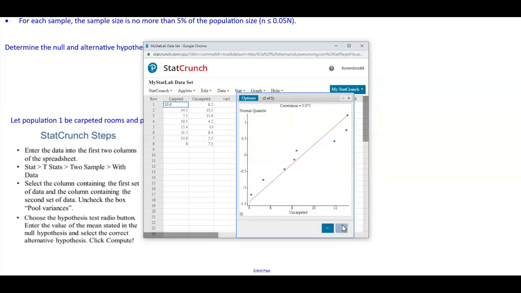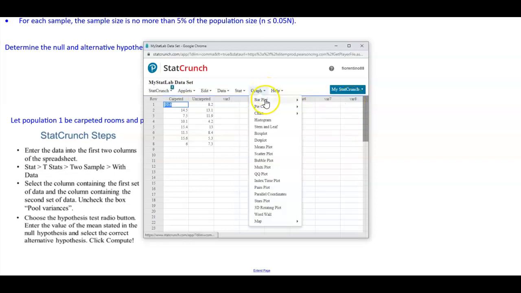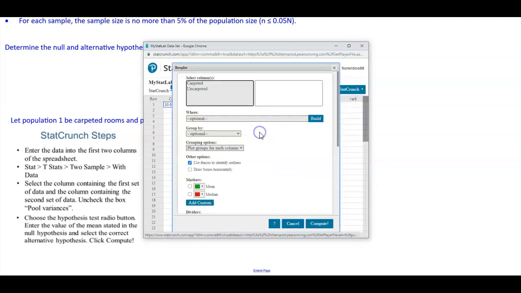If we scroll to the right and take a look at the uncarpeted, again, the correlation is 0.971, and it gives us a linear situation. So far, it gives us a normal distribution for the graphs. Now we need to check for outliers. In order to do that, we're going to go back to graph, and then we're going to select box plot. Okay, so we're going to have carpeted, and then hit the control button for uncarpeted.